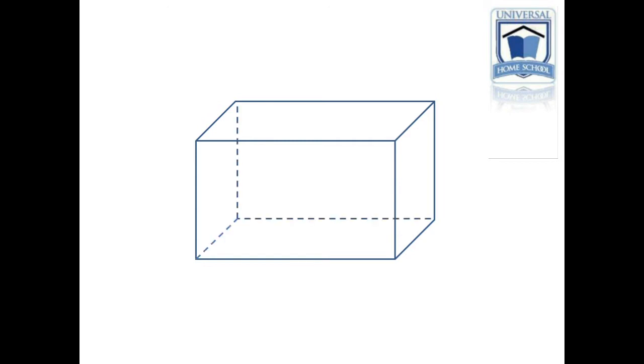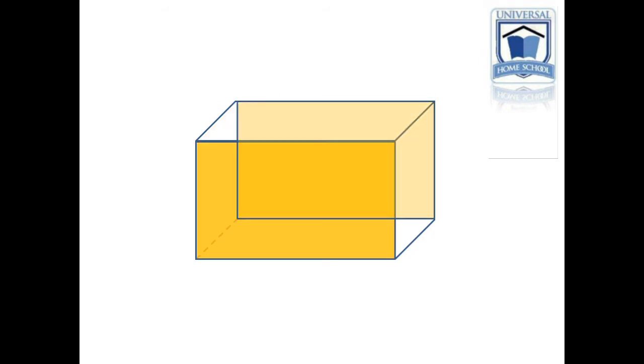Now we know the rectangular prism has 6 faces, so we should come up with 6 areas that we have to add up. Here's the front face. We're going to find the area of the front face, the area of the back face, the right side face, the left side face, and of course the bottom and the top.